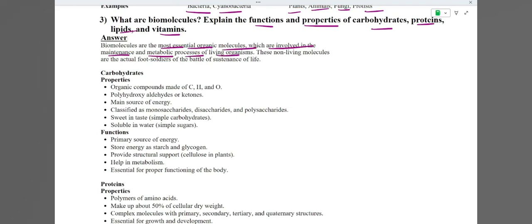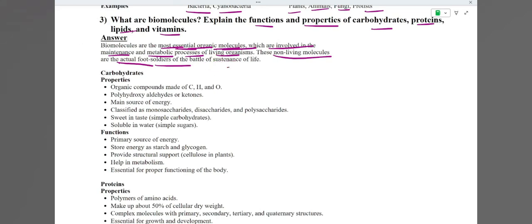When living organisms are carrying out digestion or any metabolic process, biomolecules are involved. They are the most essential organic molecules involved in maintenance and metabolic processes. The non-living molecules are the actual food soldiers for the battle of sustenance of life.